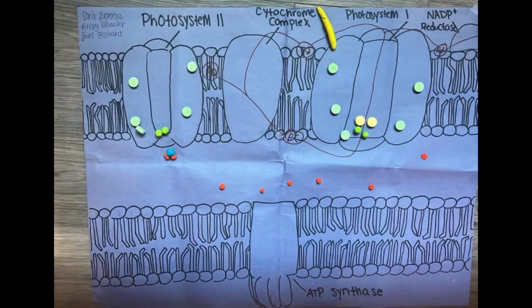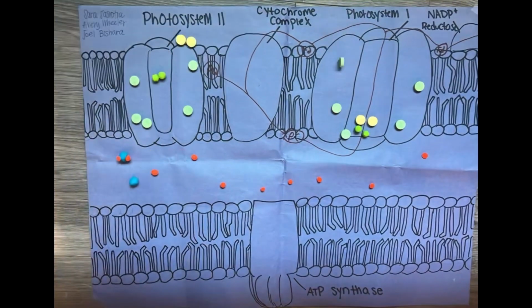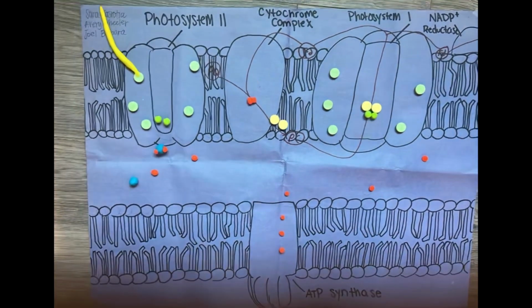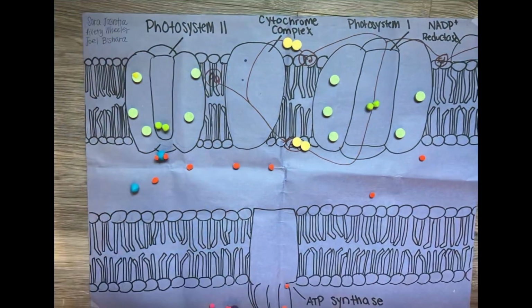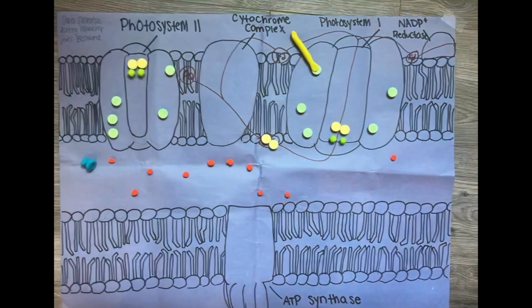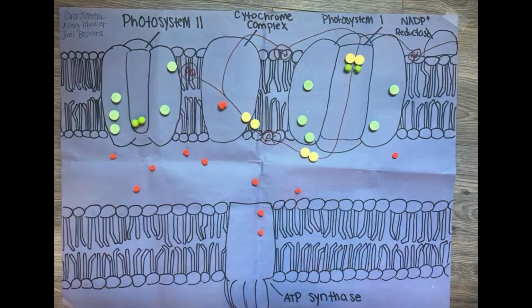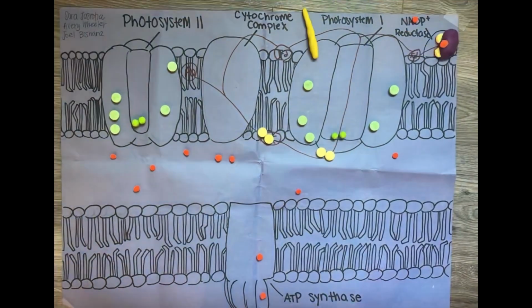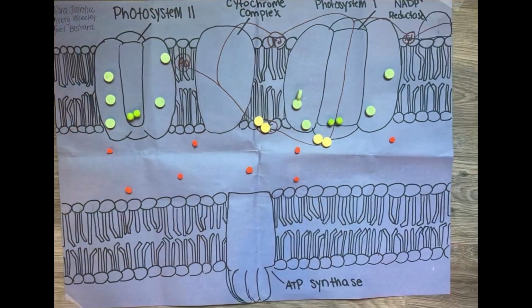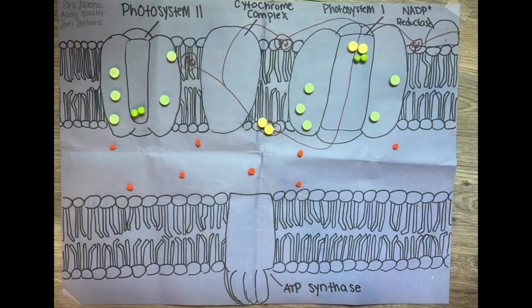Instead of going through cyclic electron flow, these electrons will go through the linear electron flow path. The electrons travel up photosystem 1 till they get to the NADP reductase. The electrons connect to an NADP and a hydrogen, and another hydrogen follows it to create NADPH.